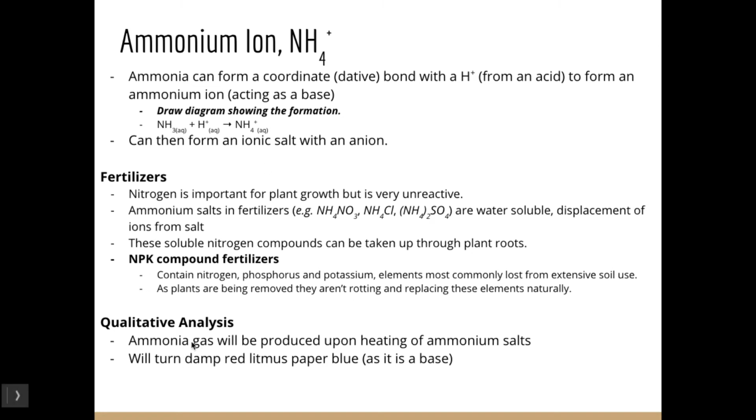Ammonia gas is a base. We've talked about ammonia acting as a base up here. If we've got it in the gaseous form, we can then just do an identifier of a base, turning damp red litmus paper blue. Therefore, it will be showing it's a base. For example, thermal decomposition of ammonium chloride will form that ammonia gas that's going to turn the red litmus paper blue.